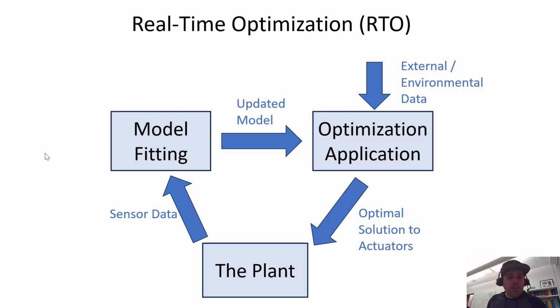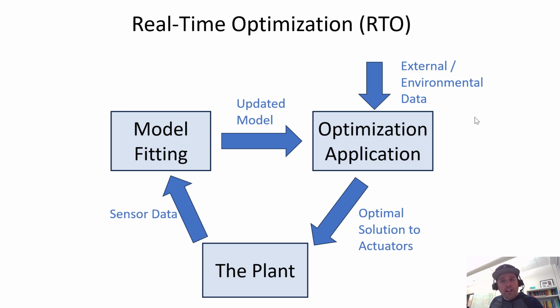Okay, so just as a review of real-time optimization, you take the plant, you read in sensor data, you feed in that sensor data into a model fitting routine so you can continuously be updating your model based on changes in the plant. So if something changes in the behavior of the plant, you can incorporate those latest changes into your model. You then take that updated model, feed it into your optimization application.